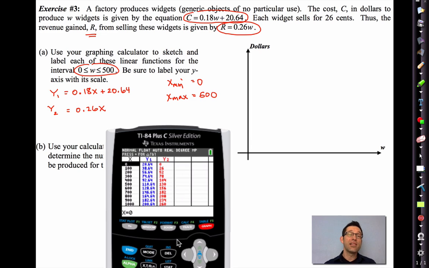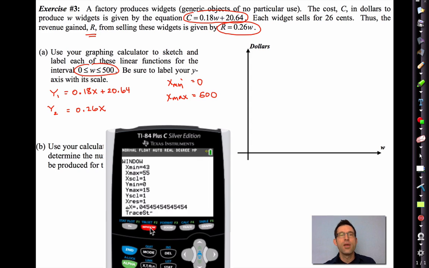In fact, let's go into the window right now and set it. Let's hit our window button. Let's make xmin 0. Let's make xmax 500. Let's make ymin 0. And I say that we make ymax 150. Remember that the highest we saw in that table was 130. We'll make 150 and that'll kind of get the job done. Okay, let's hit graph.